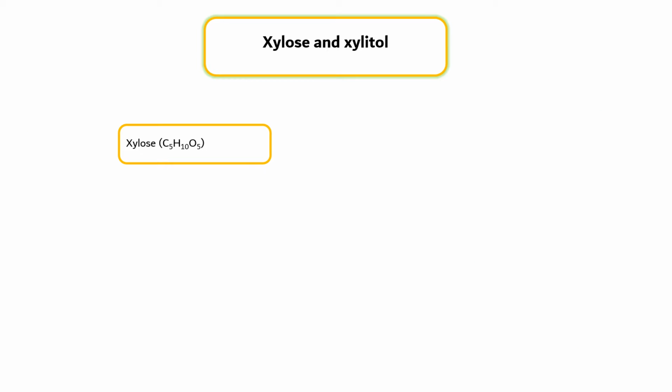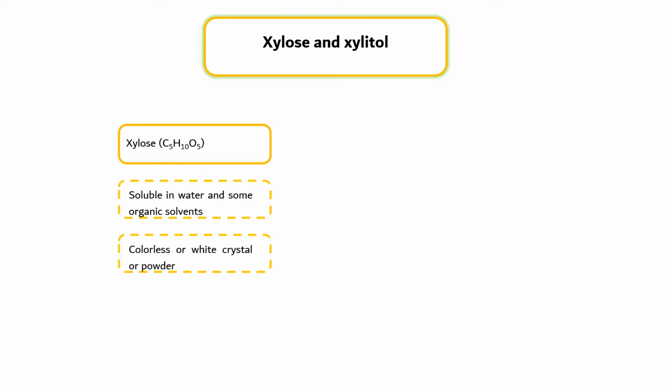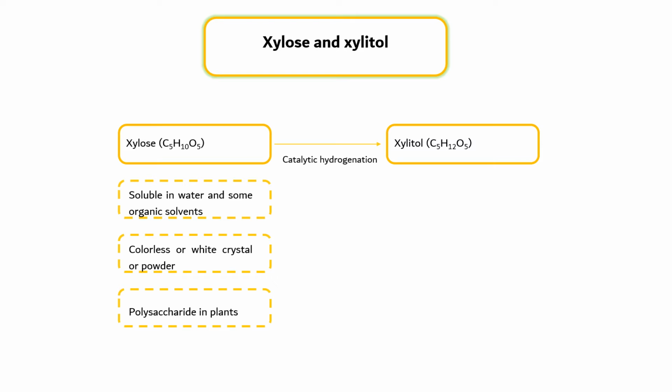Xylose is a type of pentose that is soluble in water and some organic solvents like hot ethanol, while insoluble in diethyl ether. Xylose often exists as a colorless or white crystal powder that tastes sweet and refreshing. It exists in the form of polysaccharide in plants, especially in product waste like straws and ears of rice. Xylitol is produced by catalytic hydrogenation from xylose.